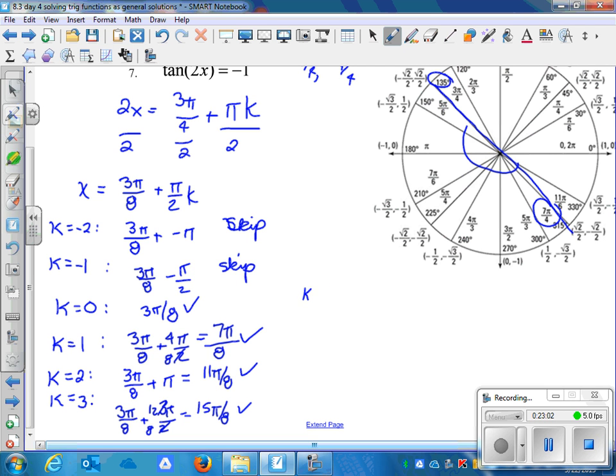So if you try k equals 4, you have 3 pi over 8 plus pi over 2 times 4, which is going to be 2 pi. And you can see now that we've reached our limit, so this is a skip. So our solutions for this particular problem are going to be 3 pi over 8, 7 pi over 8, 11 pi over 8, and 15 pi over 8.